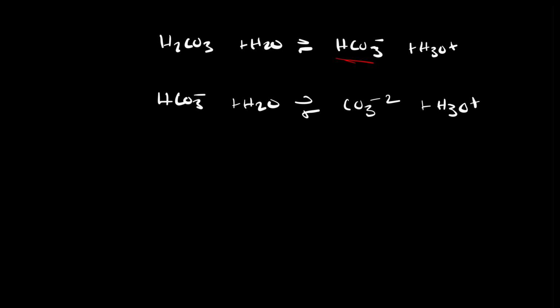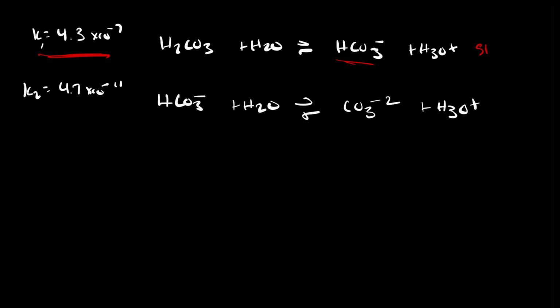Let me read the k values here. So k is equal to here in the first one, k1, 4.3 times 10 to the negative 7. For k2 here, it's going to be 4.7 times 10 to the negative 11. So we already know from the k expression which one is a stronger acid. We know this one, stronger acid, it's closer to 1. So this one has to be a stronger acid. Not a strong acid, but a stronger acid.